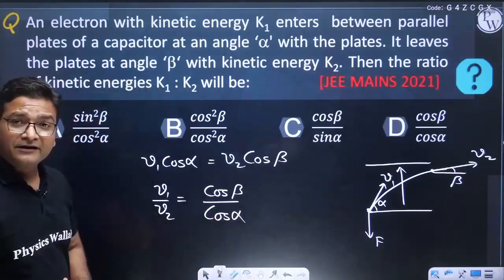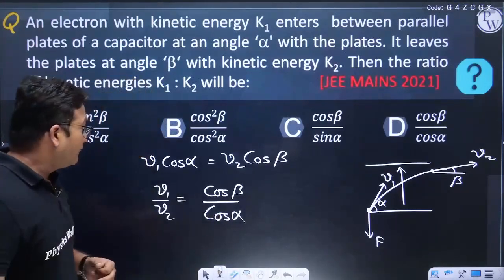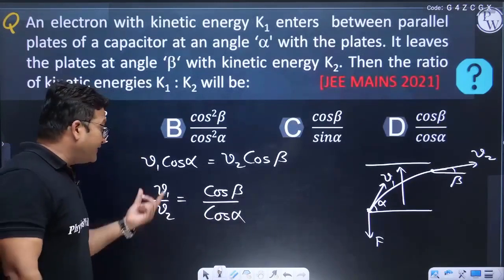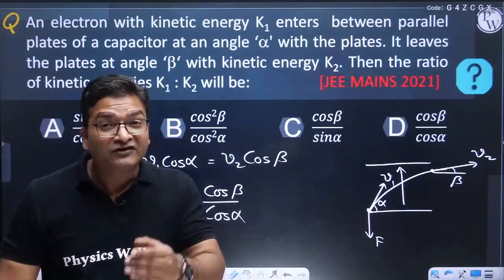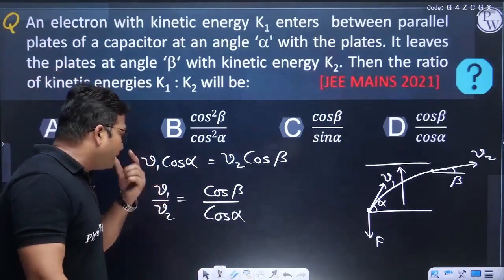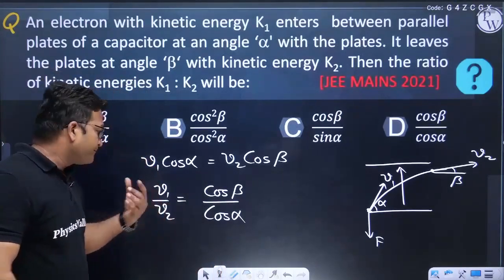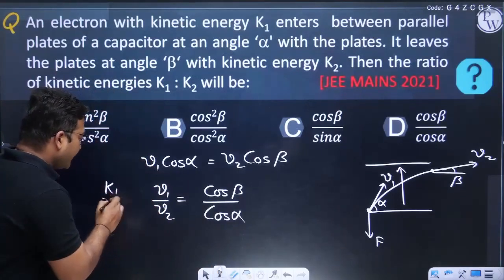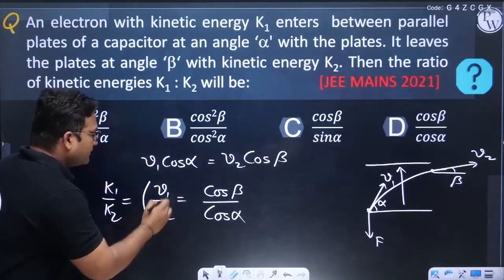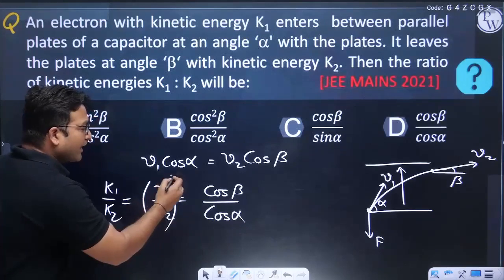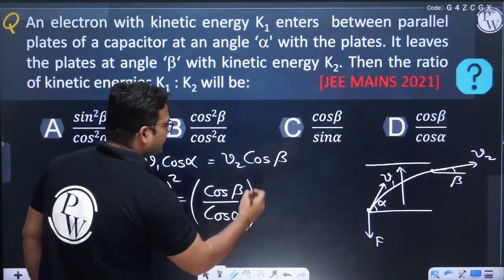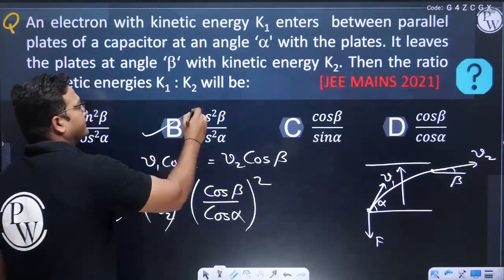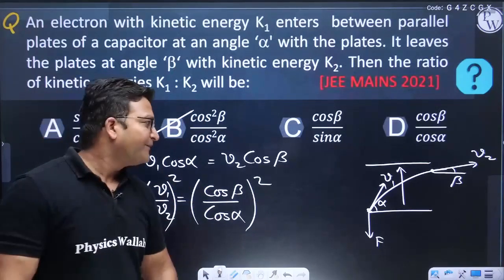And obviously the ratio of kinetic energy will be equal to the ratio of squares of speed, because kinetic energy is half mass times speed square. So the ratio of kinetic energy would be equal to the square of the ratio of speeds. So if you square this, you get the correct answer as B, right? Next question.